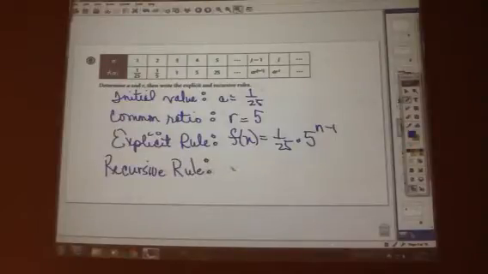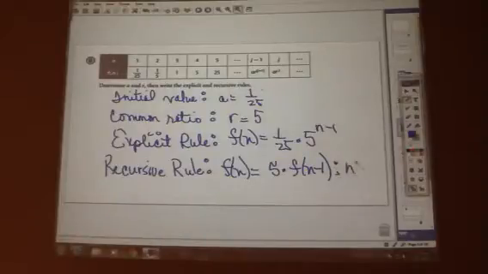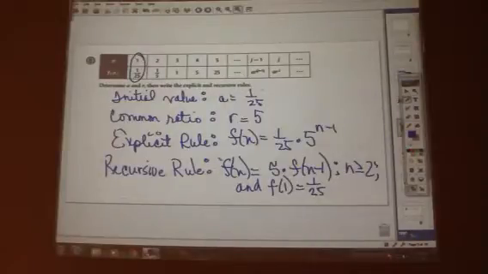Recursive rule. F of n equals R times F of n minus 1, where n is greater than or equal to 2, and F of 1 equals 1/25, and I got that from right there on the starting point. Any questions on that?